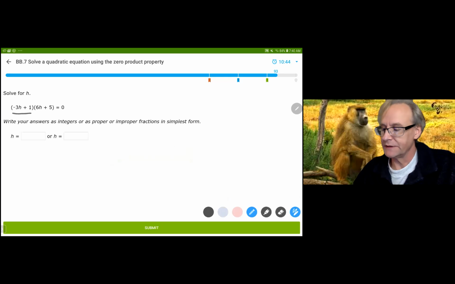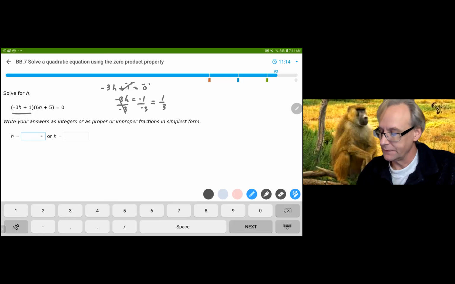For this one, we're going to subtract the 1, but then we divide by negative 3, which means we have a positive 1/3. I'm going to go ahead and write this one because I know it's a little different than the others. Negative 3h plus 1 equals 0. We're subtracting 1. I'm subtracting 1 from both sides, and I get negative 3h equals negative 1. And then when I divide by the negative 3, that does give me a positive 1/3. So this one is 1 over 3. And this one, of course, is negative 5 over 6. And we're done.